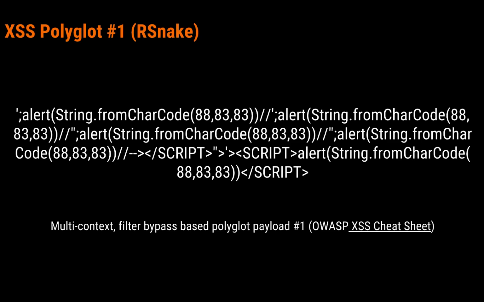This is more for you advanced bug hunters out there that value time and efficiency. This payload will break a lot of the boilerplate stuff out there that do not have any kind of XSS protection such as blacklists and whitelists. It even breaks some that do have those protections. This first XSS polyglot was originally made by RSnake, and you can find it in the OWASP XSS cheat sheet.